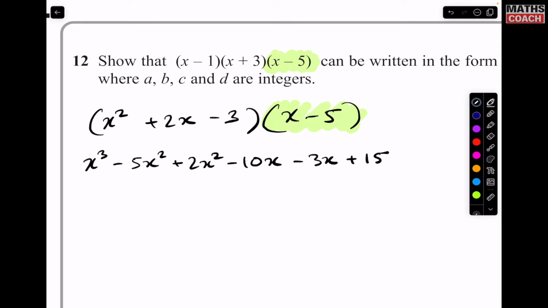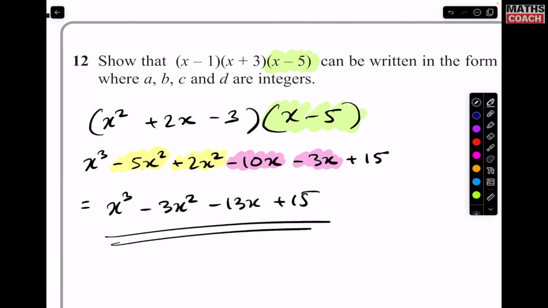All right. Now let's collect all the like terms here. What do we have that are alike? So we have minus 5x squared plus 2x squared, and we have minus 10x minus 3x. So we have x cubed on its own, that has no like terms, and then we collect the x squareds together, so that gives us minus 3x squared. Collect the x's, which is minus 13x, and plus 15. So that's your full and final answer.